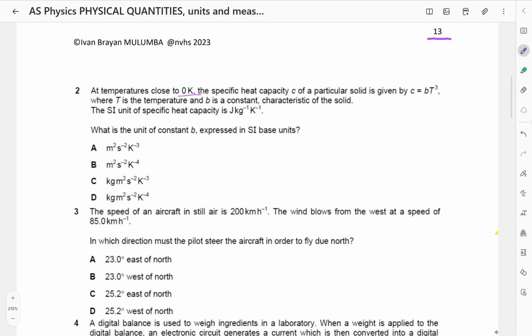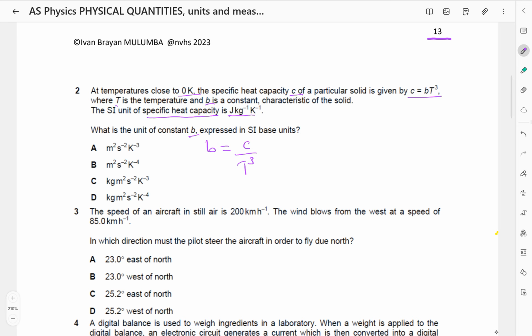0 Kelvin, the specific capacity C of a particular solid is given by that expression, where T is the temperature and B is a constant characteristic of the solid. The SI units of specific capacity is joules per kilogram per Kelvin. What is the unit of constant B expressed in SI base units? So we want the unit of constant B, so we shall make B the subject. B is going to be equal to C divided by T power 3.